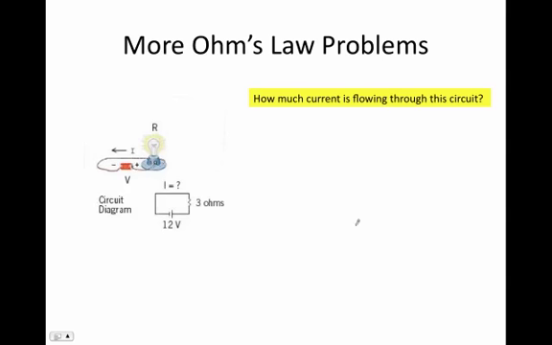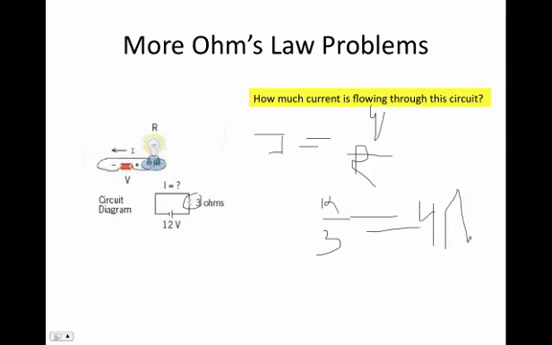One more. How much current is flowing through this? So 12-volt battery, 3 ohms for a bulb or a resistor, and we don't know I. So back to our formula, I equals V over R. That means 12 divided by 3. And so I is 4. 4 what? We need our units. Don't forget your units. 4 amps.